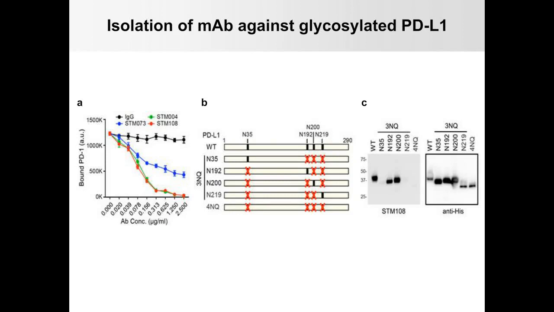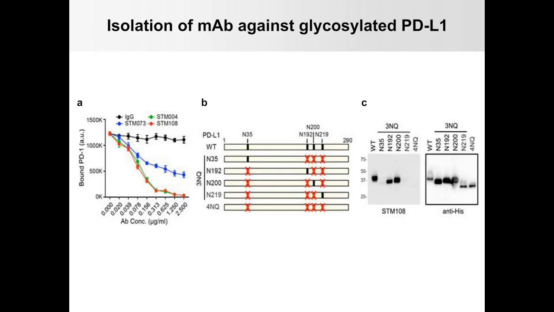So this is a slide showing you that STM10004 and the STM108 antibody. These 2 antibodies have a very profound effect in inhibiting the PD-L1 and PD-1 interaction. So next, we would like to know where these 2 antibodies bind to the PD-L1 glycan structure.